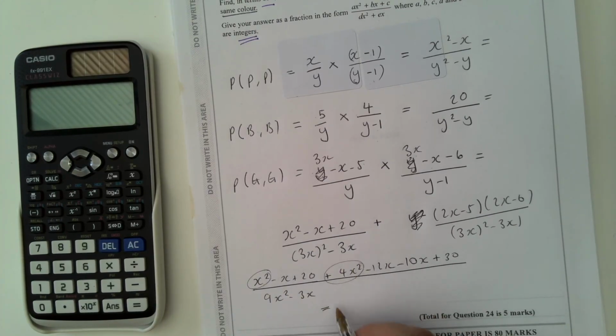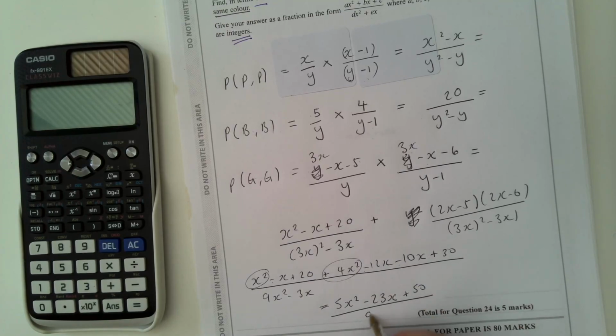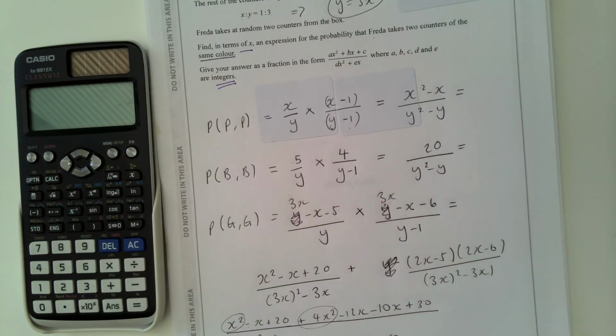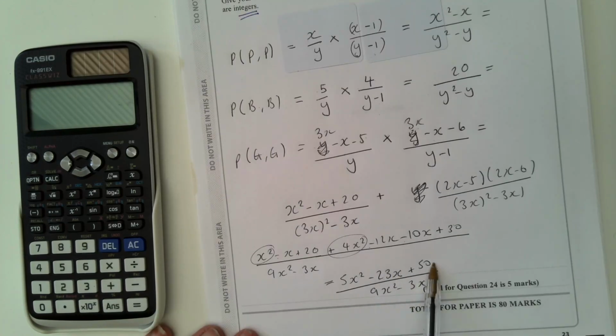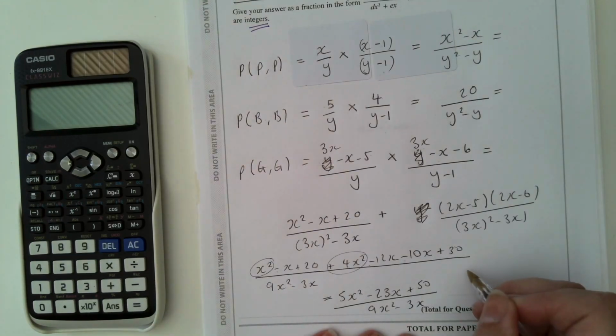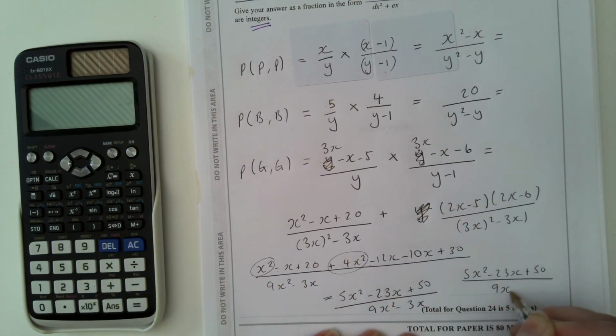So x squared plus 4x squared, 5x squared. Negative x, take away 12x is negative 13x. Take away 10x is negative 23x. 20 plus 30 is 50. All over 9x squared minus 3x. Okay, so we have x squared, x and a constant. And then we have an x squared and an x. So let's just make that nice and clear on our answer line. There we go.